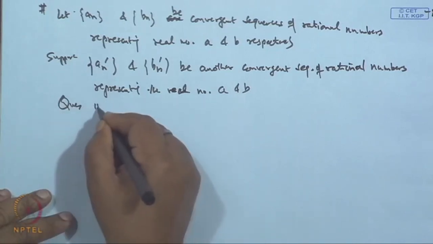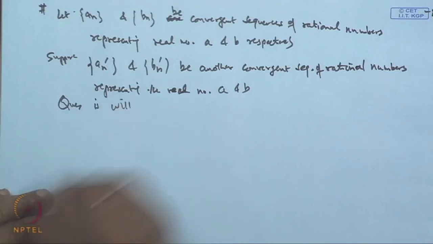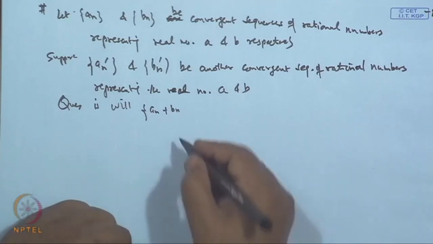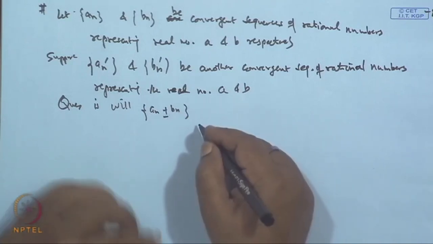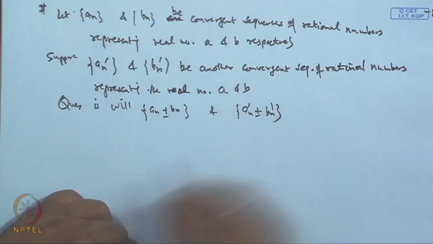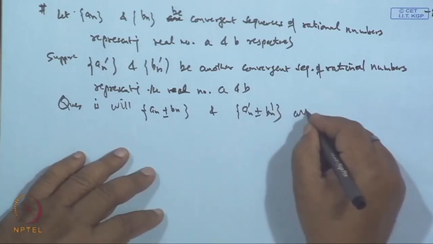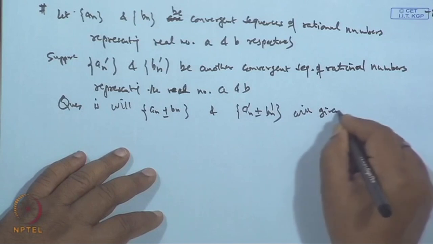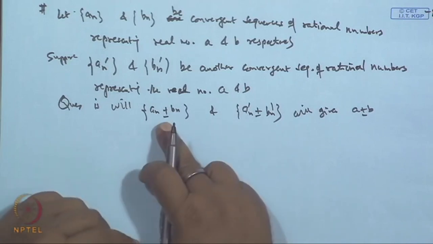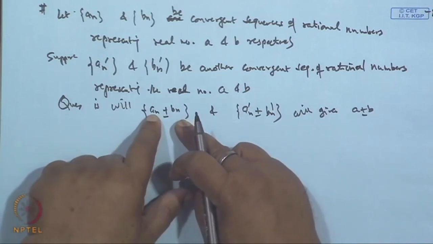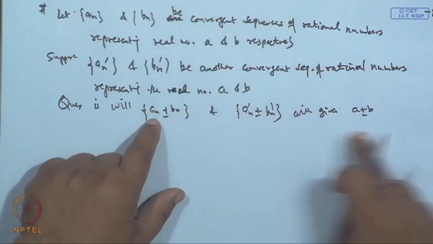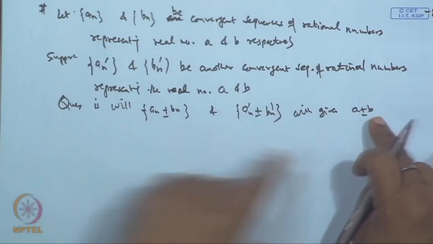Now, the question is: will the sequences a_n plus b_n, a_n minus b_n, and a_n' plus or minus b_n' give a plus b or a minus b? This is one set of sequences: a_n converges to a, b_n converges to b. Then we are finding a_n plus b_n, and the limiting behavior of this will be a plus b. If we take minus, then it will be a minus b.